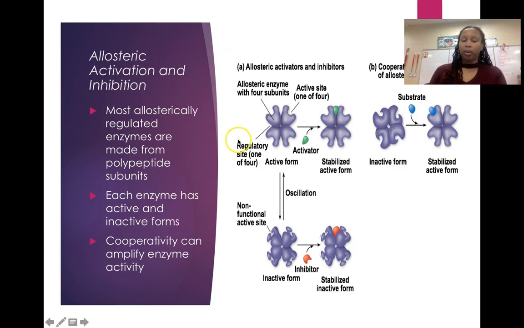So if we look here at the top, we have allosteric inhibitors and activators on part A. Now, if you notice, these are the subunits. This enzyme is made up of 4 subunits. So this is what we mean by polypeptide subunits. It's not simply one subunit, there are multiple subunits there. And so the active form is in one way, and the inactive form has the active site shaped a different way. It changes the shape of the actual enzyme. And if you change the shape, you change the function.